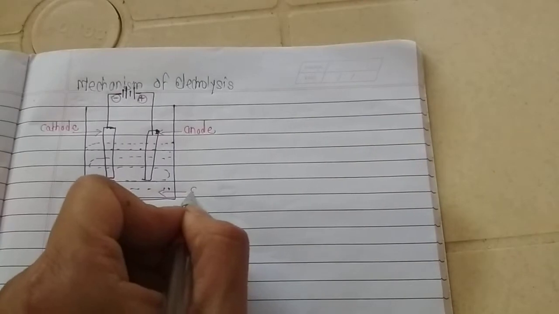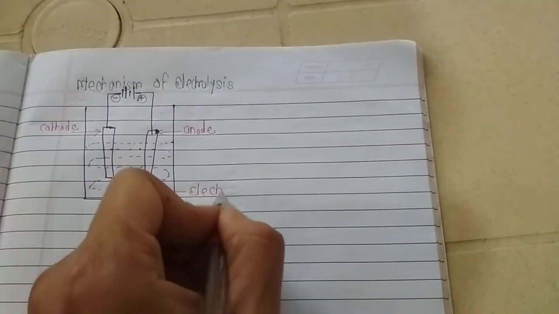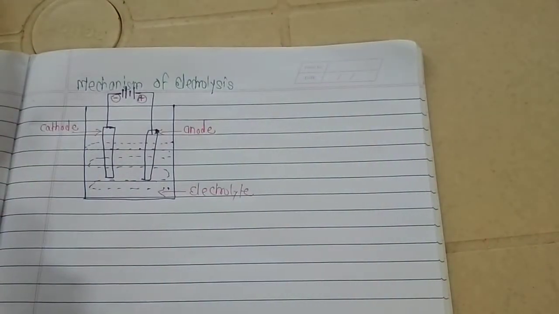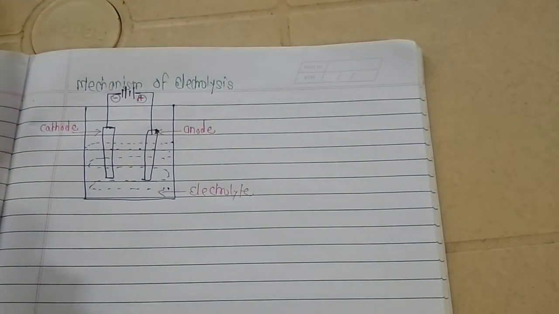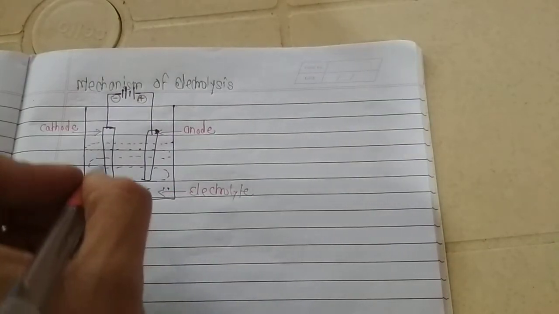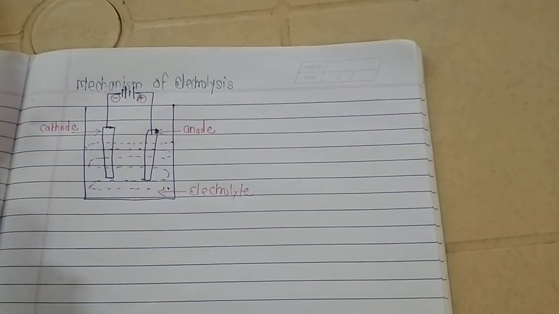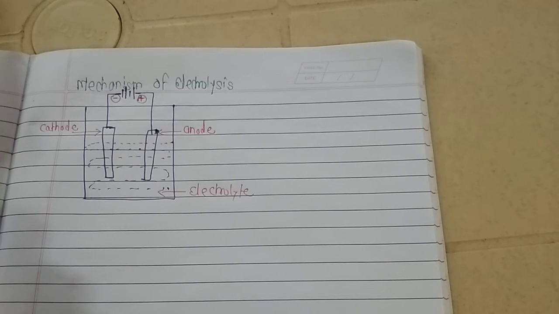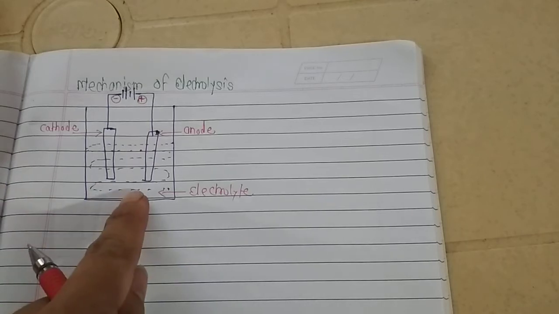This is the electrolyte, and it contains cations and anions. Suppose this is an HCl solution. Here both H plus and Cl minus are present in the solution. Otherwise, in an AgNO3 solution, Ag plus and NO3 minus are present. So in an electrolyte solution, dissociation of positive and negative ions takes place.